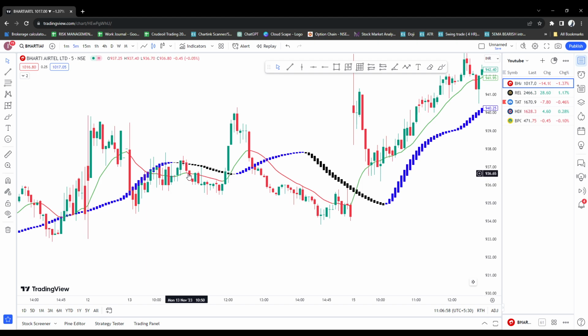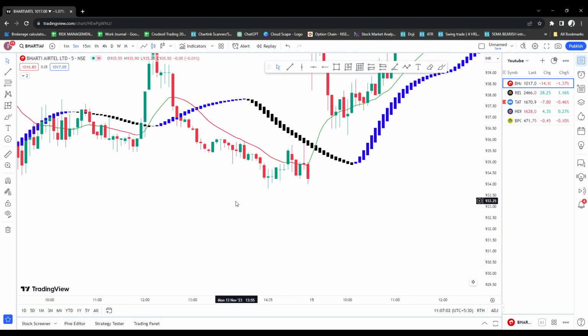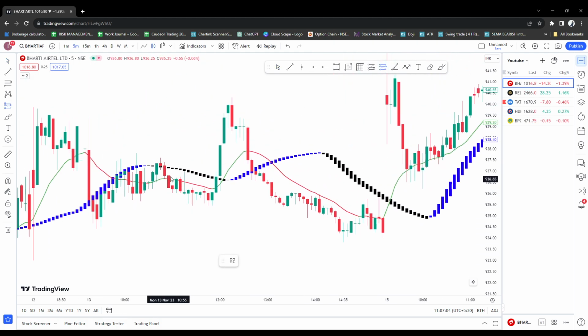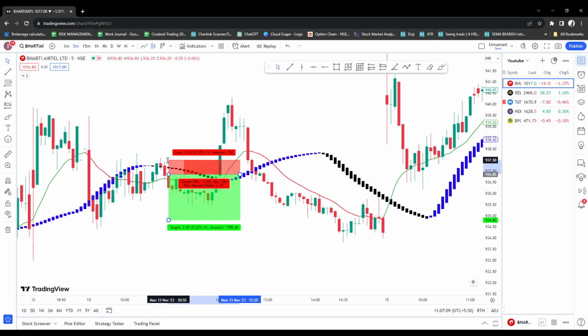If it changes to red, it should be black. Proper rejection is required. Once the rejection is there, we enter the trade. We enter the trade here. This is the stop loss above. So 1:2 is the risk to reward ratio.